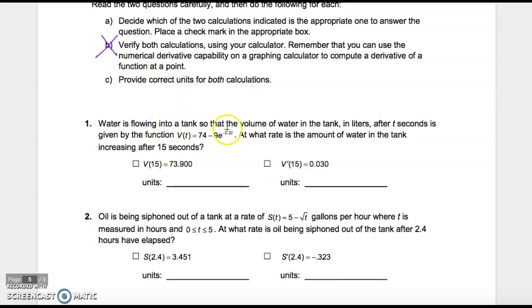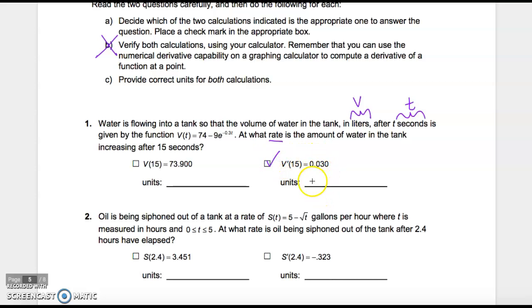So water is flowing into a tank, so the volume of water in the tank in liters, so that's V, after t seconds, is given by this function. At what rate is the amount of water in the tank increasing after 15 seconds? So we would say V prime of 15 equals 0.030.